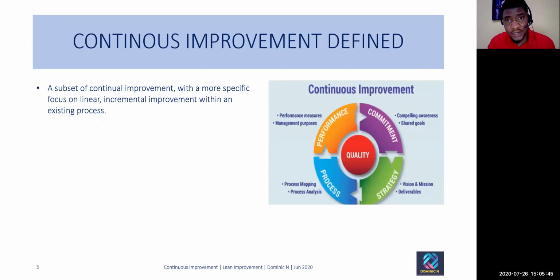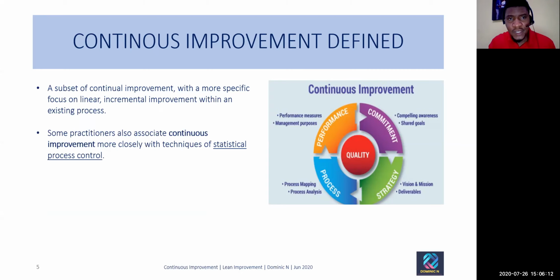So let's define continuous improvement. I have an interesting picture here that talks more about the aspects or the cycles: it talks about commitment, strategy, process, performance, and quality at the core, at the center of continuous improvement. And continuous improvement is also seen as a subset of continual improvement. As you're talking about improvements in bits, that's the way I see it, like incremental improvements. Then there are some practitioners who say continuous improvement is more closely associated with techniques of SPC, statistical process control.